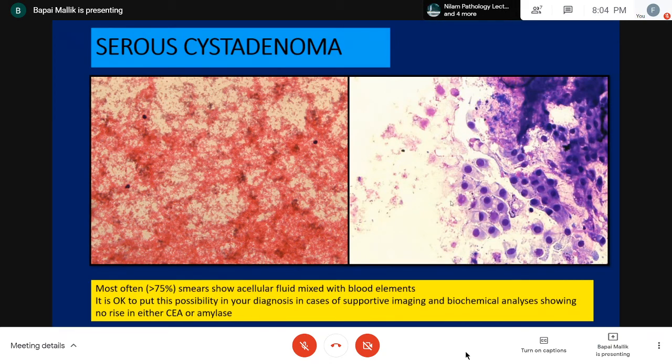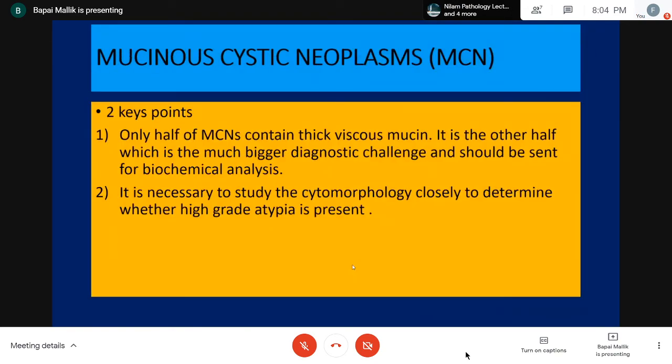So the cells of serous cystadenomas are usually not present. And if you are unable to see the cells, it is okay to put the possibility in your diagnosis in case of supporting imaging and biochemical analysis showing that there is no rise in CEA or amylase. So that's very important. No rise in CEA, no rise in amylase. If you do not find any cells, you can still put a possibility of serous cystadenoma.